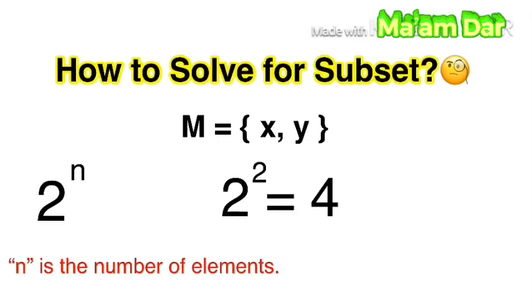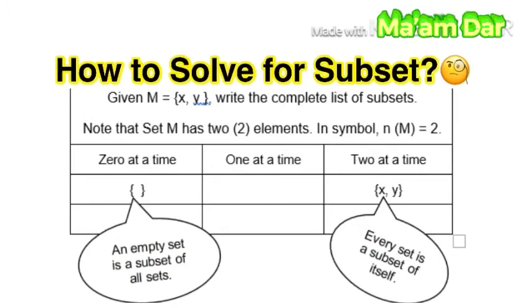And then you do it this way. Since you have 2 elements, so 0 at a time, 1 at a time, and 2 at a time. So 0 at a time, you write null set. 2 at a time, you write the set itself. 1 at a time, so tag-usa lang nga elements, so you have X and then Y. So mao ni siya tanan ang imuhang mga subsets.